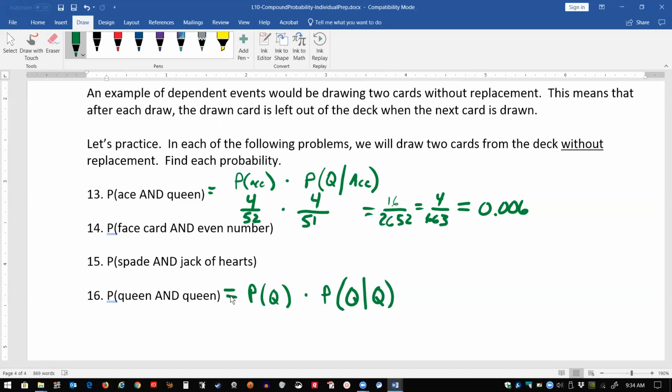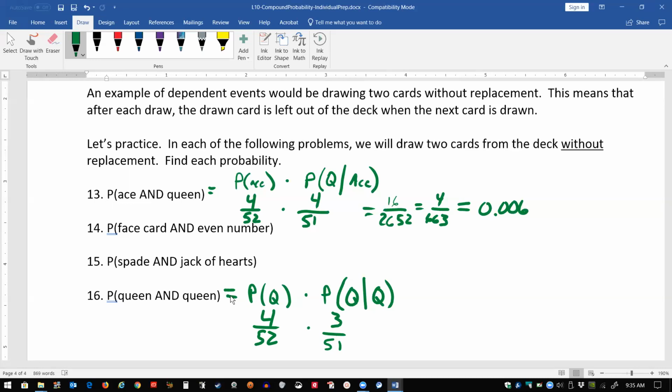So for the first draw, again, everything is just what we expect, right? 4 out of 52, there's 4 queens in the deck, still 52 total cards, but now I leave that queen out that I drew the first time. What's my probability then of drawing a queen the second time? Well, how many queens are left in the deck if I assume the first queen has been drawn? Yeah, there's only 3 queens left. And how many total cards are there in the deck? Only 51 cards total in the deck now.